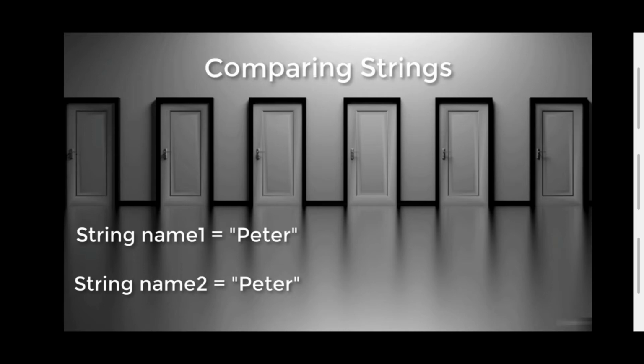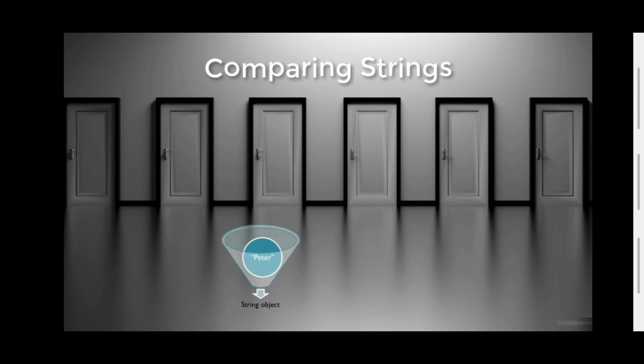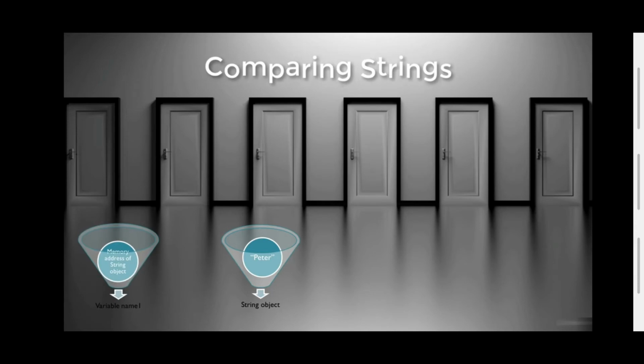So what happens in memory when we create these two strings or these two objects of text? Firstly, the string object with the text Peter will be created in memory. Then the name1 variable will be created and can store only the memory location of an object of type string or text. In this case, it will store the memory location of the text Peter, not the text itself. This is where the catch comes in comparing strings.